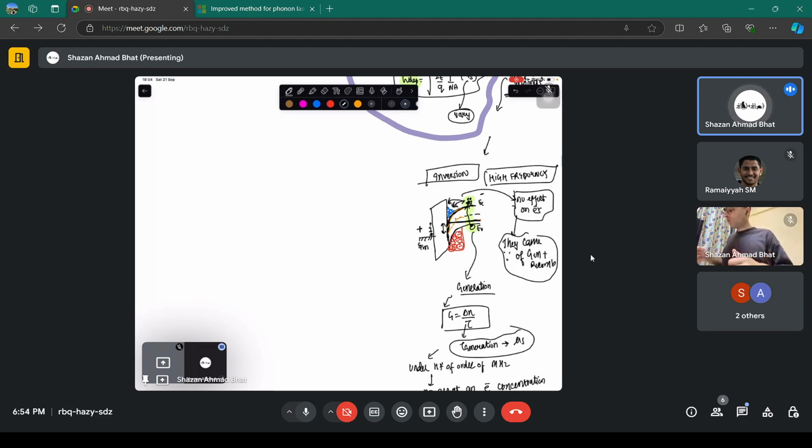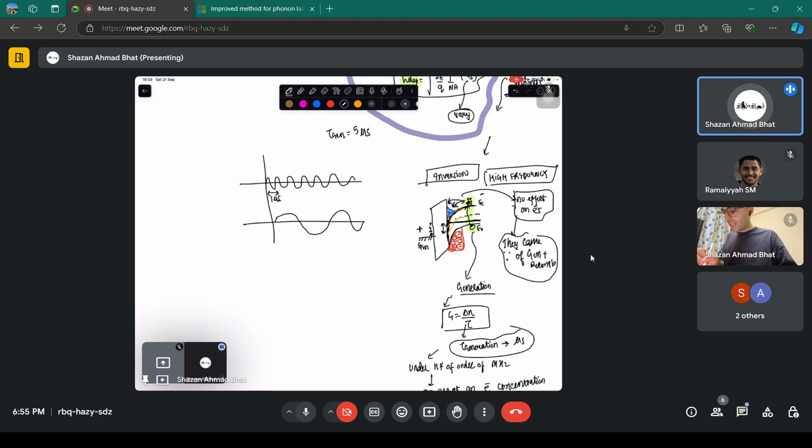Now, what happens at low frequency? Let's say this was the high frequency signal, and this is the low frequency signal. This particular thing was in, let's say, 1 microsecond. But if your tau generation was, let's say, 5 microseconds, you are just giving the signal for 1 microsecond, but your generation time is 5 microseconds. It at least needs 5 microseconds to get generated, but you are removing the small signal before that. So the electron won't get generated. You don't have any effect of the high frequency.